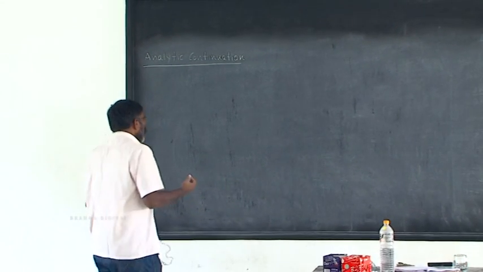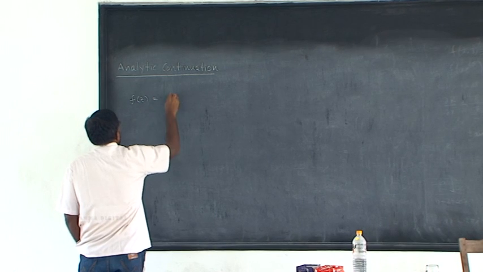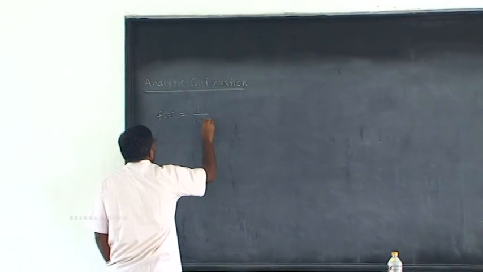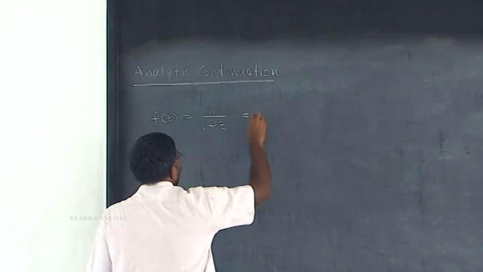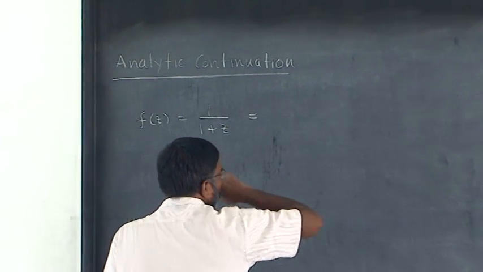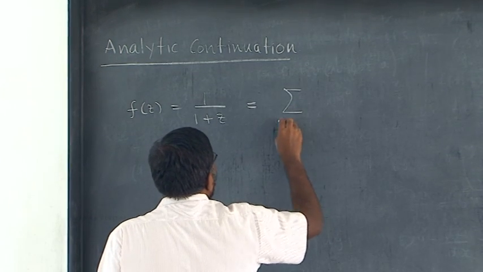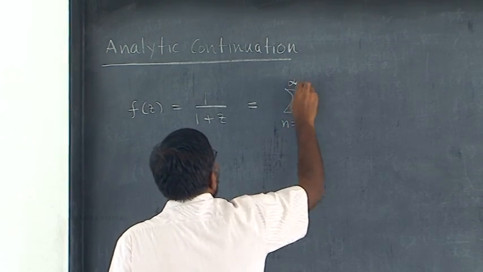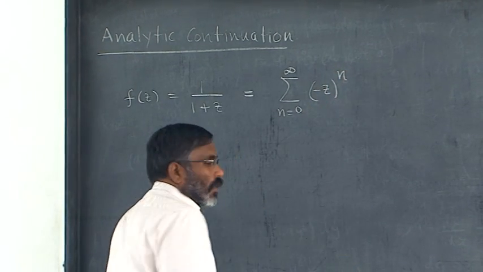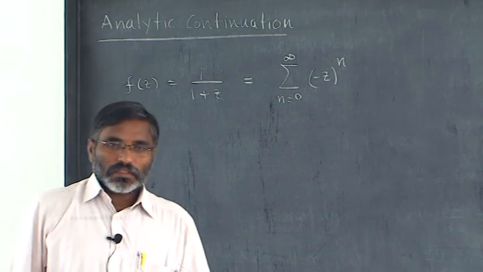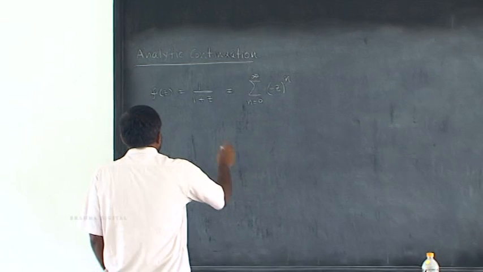We have, for example, if you take a function f of z as 1 by 1 plus z, which can be written in a series. If I expand this about z equal to 0, then I will have the sum from n is equal to 0 to infinity of minus z to the power n. Now this series will converge for modulus of z less than 1, correct?